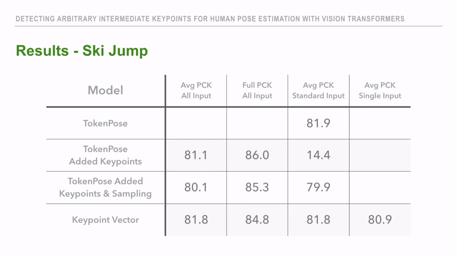Random sampling fixes that problem, but the PCK values for the fixed key points are lower. With the keypoint vector model, the PCK values are nearly identical to the baseline, and arbitrary intermediate key points can be detected as shown in the images before. The PCK, including 1 to 30 randomly chosen key points, is even 84.8%. Even evaluating with only one single key point token in the input sequence achieves a PCK of 80.9%.